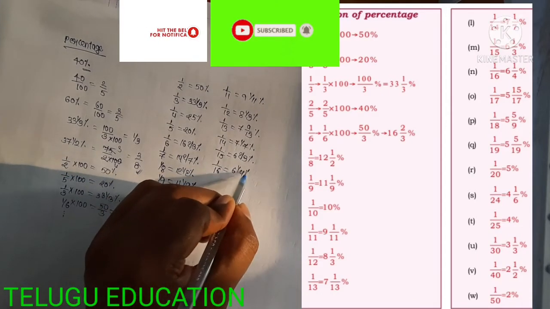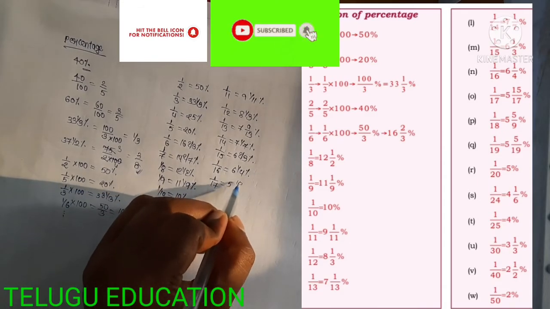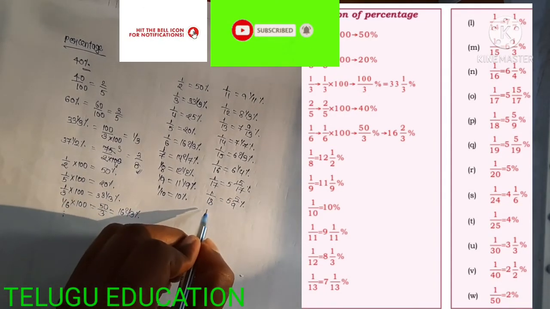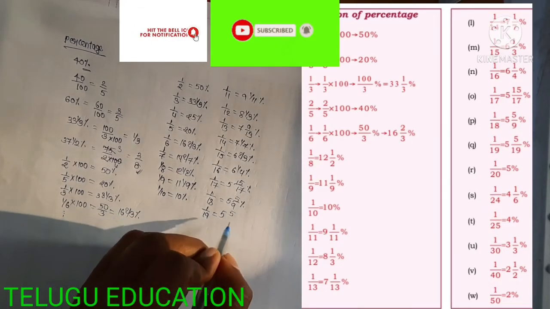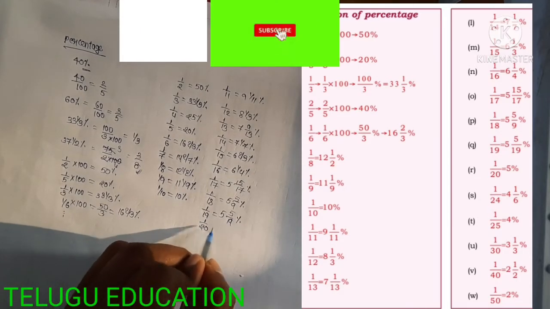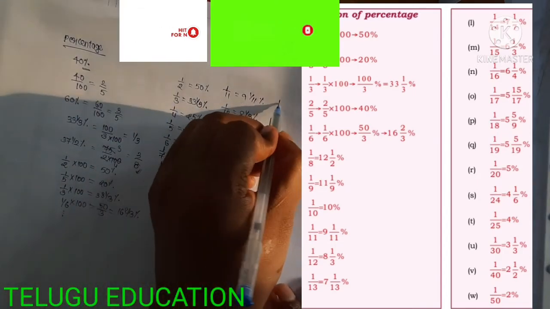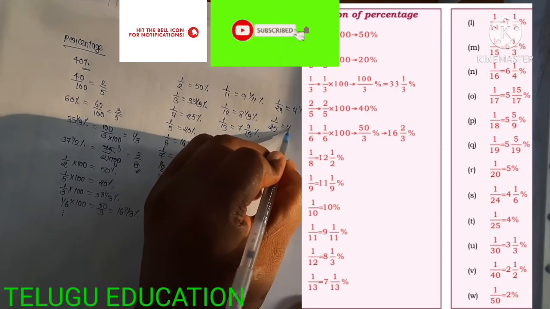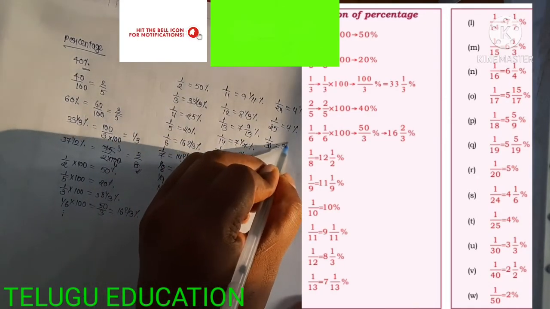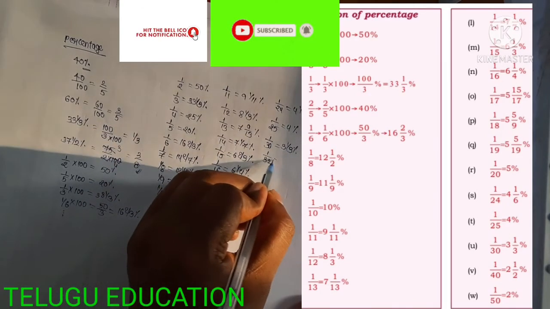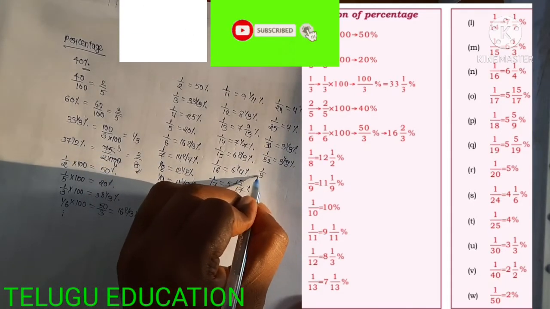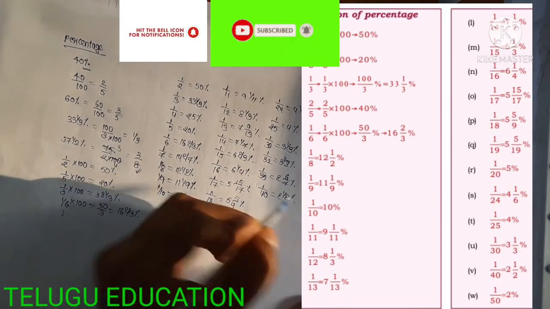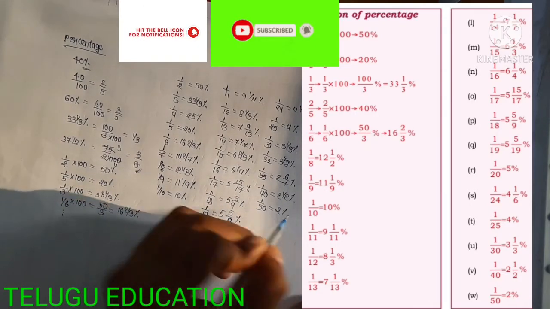Okay. Next, 1/11 is equal to 9 1/11%, 1/12 is equal to 8 1/3%, 1/13 is equal to 7 9/13%, 1/14 is equal to 7 1/7%, 1/15 is equal to 6 2/3%, 1/16 is equal to 6 1/4%, 1/17 is equal to 5 15/17%, 1/18 is equal to 5 5/9%, 1/19 is equal to 5 5/19%, 1/20 is equal to 5%. 1/24 is equal to 4 1/6%, 1/25 is equal to 4%, 1/30 is equal to 3 1/3%, 1/32 is equal to 3 1/8%, 1/35 is equal to 2 6/7%, 1/40 is equal to 2.5%, 1/50 is equal to 2%.